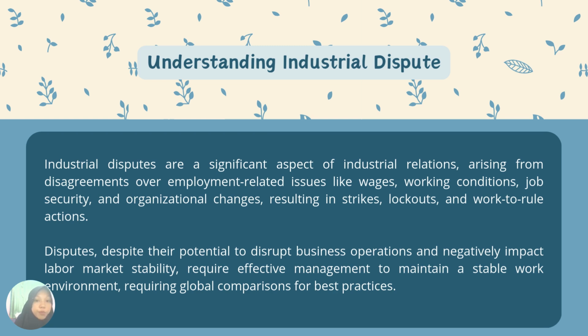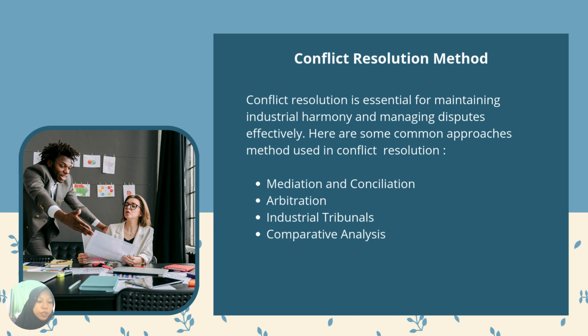To prevent disputes from escalating, several conflict resolution methods are employed. Conflict resolution is essential for maintaining industrial harmony and managing disputes effectively. Here are some common approach methods used in conflict resolution, such as negotiation, mediation and conciliation, arbitration, industrial tribunals, and comparative analysis. Negotiation is the first step where both parties attempt to reach an agreement. If that fails, a neutral third party steps in as a mediator to facilitate discussion.